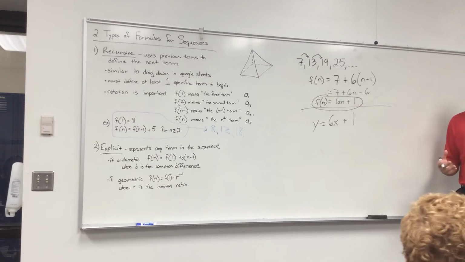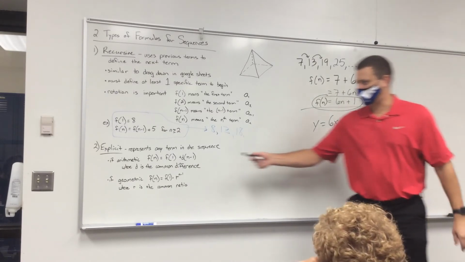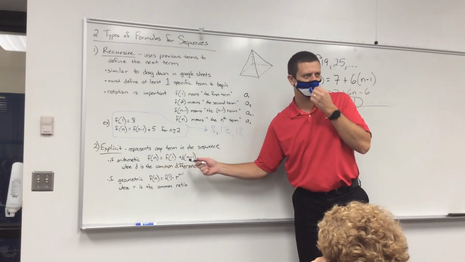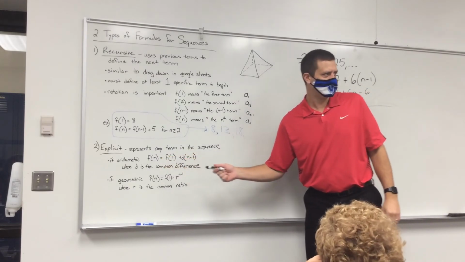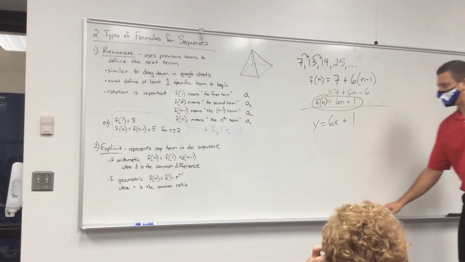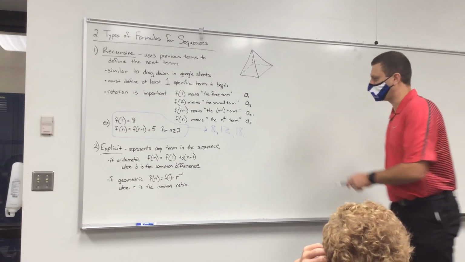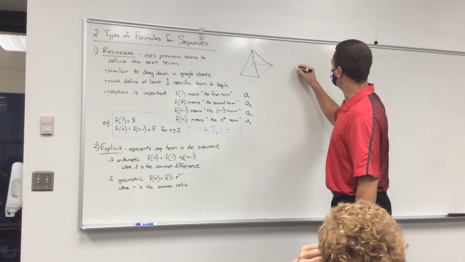How we doing? Any questions? Okay. Did I make it clear why this rule works? Why it's n minus 1? Okay. All right. So that's for arithmetic. If we got geometric, really it's no different. We'll do an easy one here.